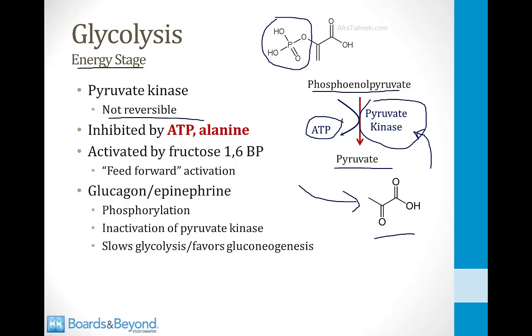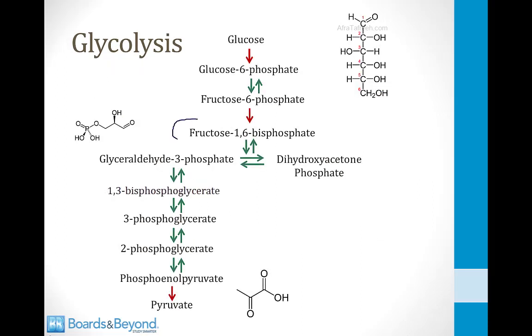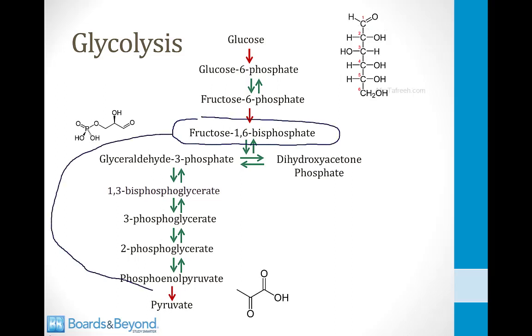This is an irreversible step. It's inhibited by high levels of ATP in the cell and also by alanine. We'll talk about why it's inhibited by alanine in a minute. This step is also activated by fructose 1,6-bisphosphate. This is called feed-forward activation because fructose 1,6-bisphosphate is several steps higher in the glycolysis sequence. If we go back to our overview of glycolysis, this is where fructose 1,6-bisphosphate occurs, and it can feed forward and activate this final step to keep molecules moving in this direction through glycolysis.